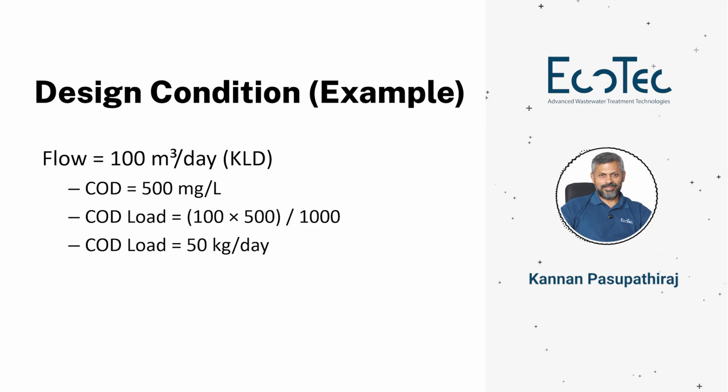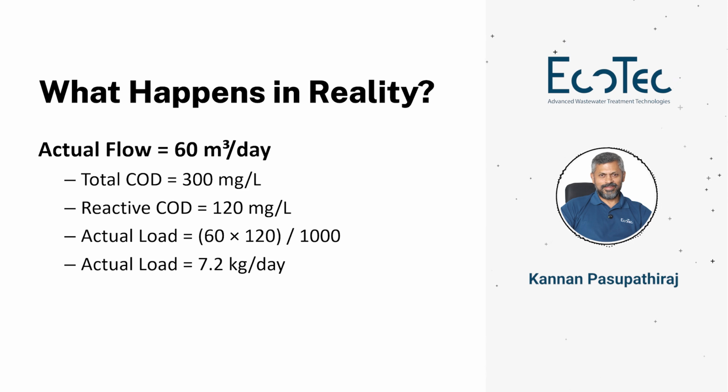Let's understand a bit about design conditions. At the design stage, we assume 100 cubic meters per day as the incoming load, and 500 milligrams per liter as the COD. That equals 50 kilograms of food per day. Everything, tank volume, aeration, MLSS, is calculated around this 50 kilograms per day requirement. But remember, this is only an assumption. But do we know what happens in reality?